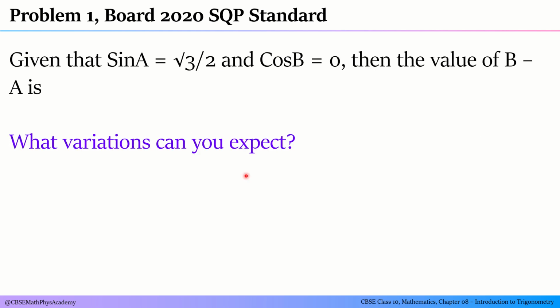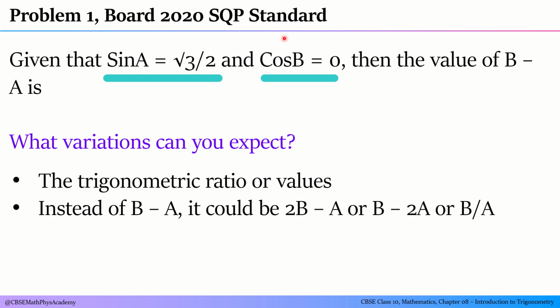Before proceeding to the next question, let me take you through some variations of how the same question can appear. The problem could give you different trigonometric ratios or values. Instead of sine, you could get tan A is equal to 1. Tan A is equal to 1 for 45 degrees. So you could find variation in these two parameters. And the other variation is, instead of B minus A, you could be asked to calculate 2B minus A or B minus 2A or something like B by A and so on. So these are the variations that you can expect in your question papers.